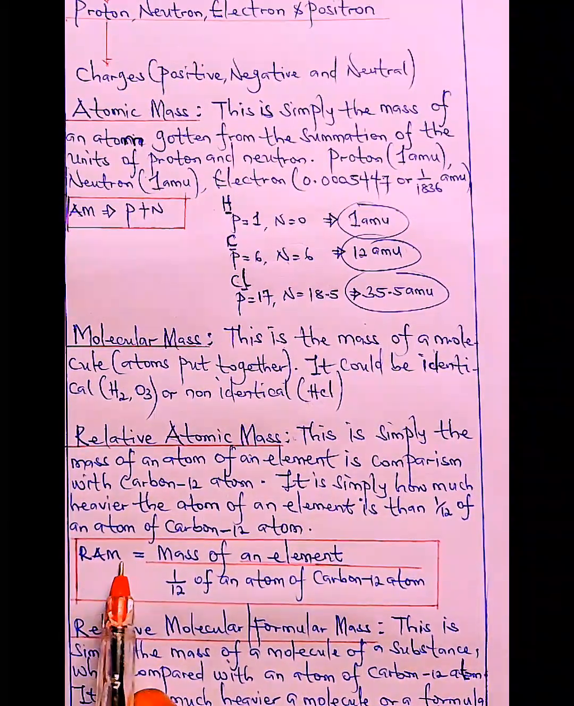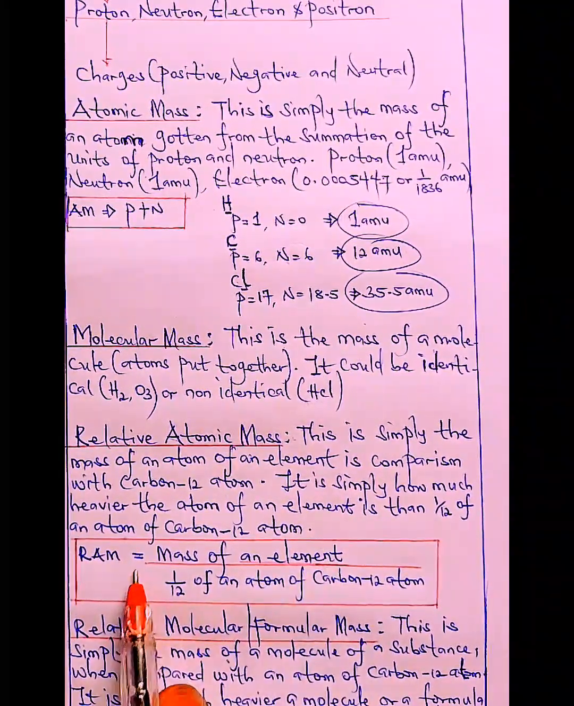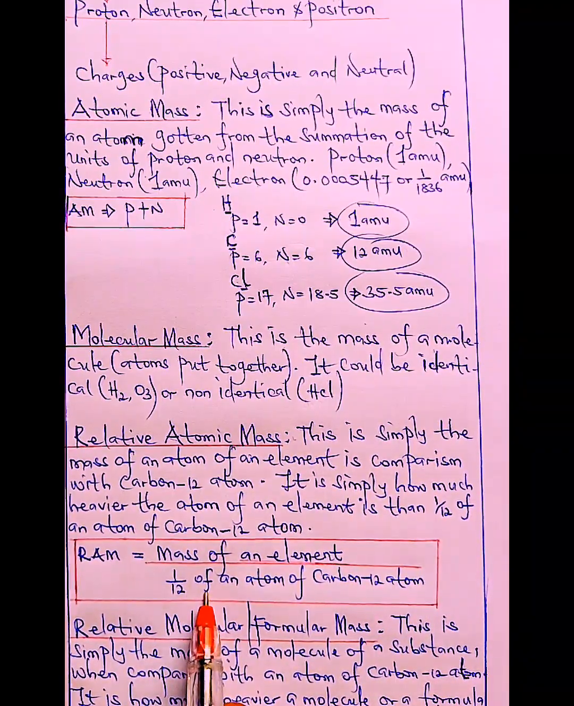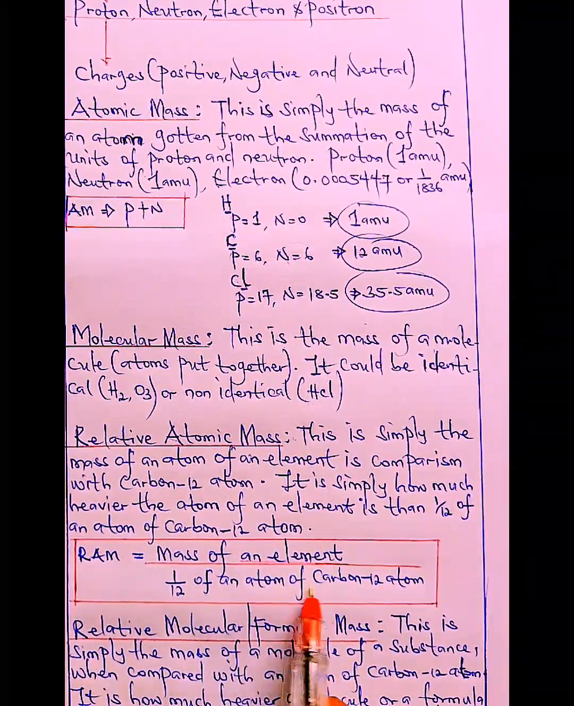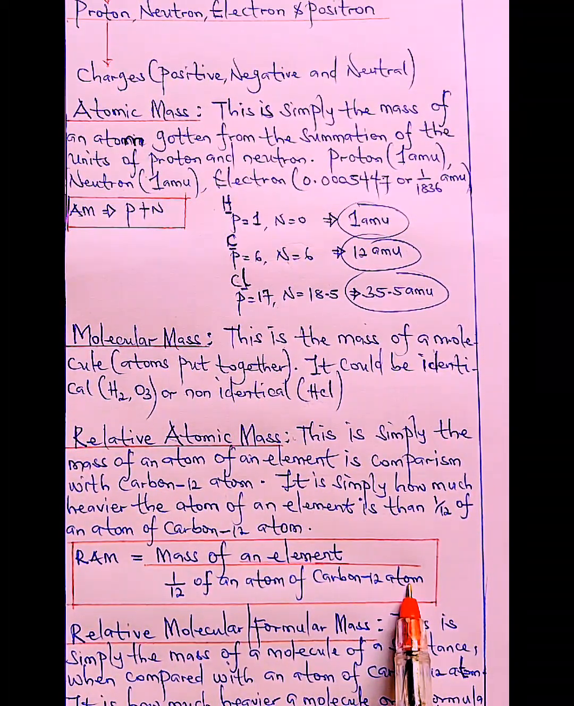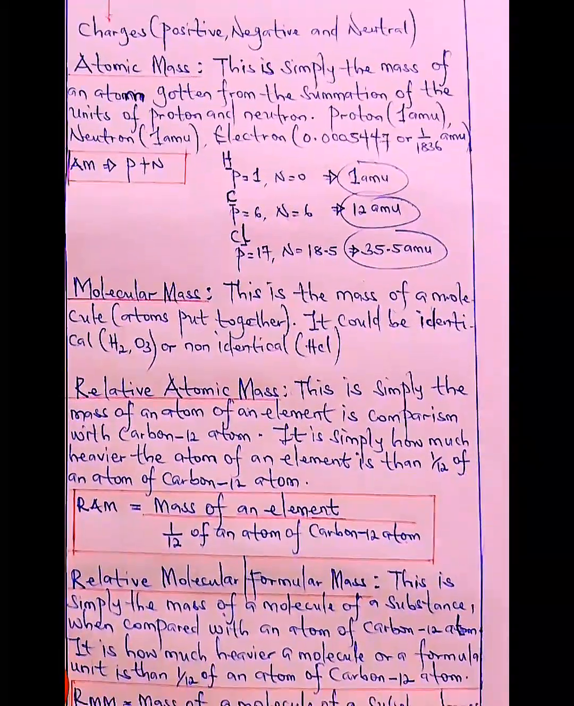So look at it, you have a formula here. Relative atomic mass is the mass of an atom of an element in comparison with 1/12 of one atom of carbon-12. So relative atomic mass is still the mass of an atom of a given element, but this time we are comparing it with the carbon-12 atom, which is a reference point for every other kind of atom of an element.